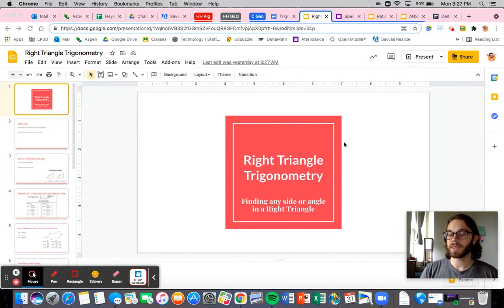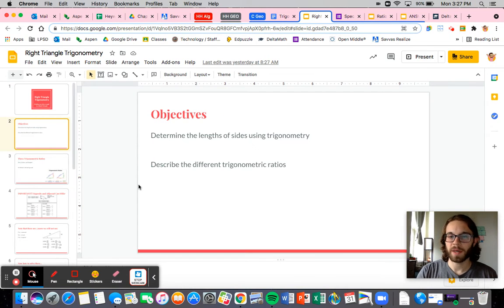But this is what we're going to use when we don't have all the information for the Pythagorean theorem or to use a special right triangle. And essentially, this will work in every case scenario now, as opposed to just the specific cases. So let's go over what our goals are. Our goals are we're going to be able to determine the side lengths using trig, and then we're going to talk about the different trigonometric ratios.